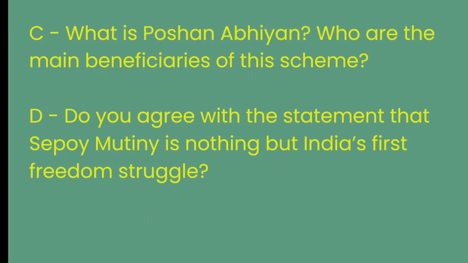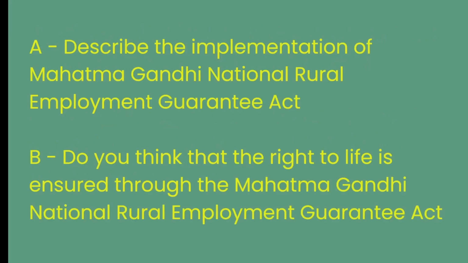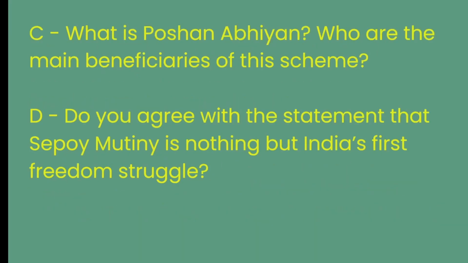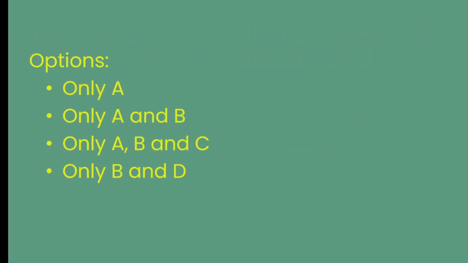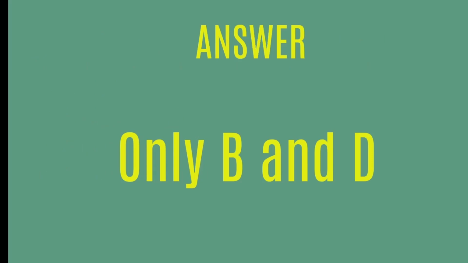D. Do you agree with the statement that the Sepoy Mutiny is nothing but India's first freedom struggle? Again, your opinions are being asked, and you will have to justify why you think that the Sepoy Mutiny is India's first freedom struggle. So both B, that is right to life, and the Sepoy Mutiny become evaluating questions because your opinion is asked. You are asked to justify what has been said. So only B and D become the answer.